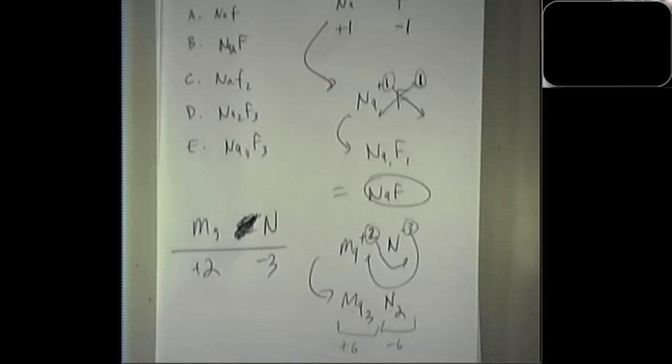So you can mathematically do that in your head if you want to get the right answer, or you could just do this little trick. Ignore the negative and the positive and just use this as the subscript for the one and this is the subscript for the other. And you get the correct answer.